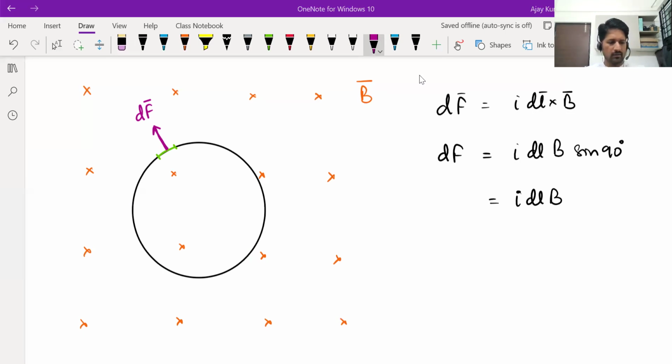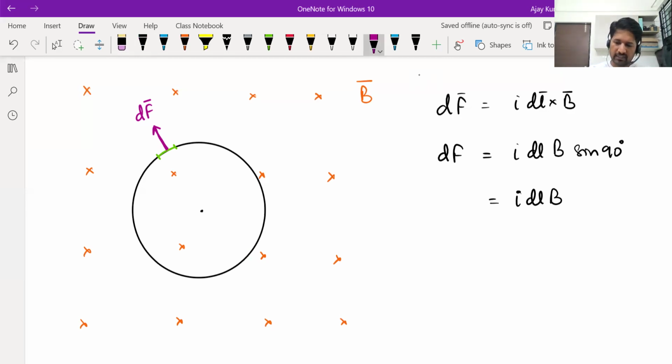Yash is asking, is it force per unit length? No, we need tension in this wire. The force itself is what we want. Okay. Fine. dF is same everywhere because it's a uniform magnetic field. The forces acting on each element of the wire are same everywhere.